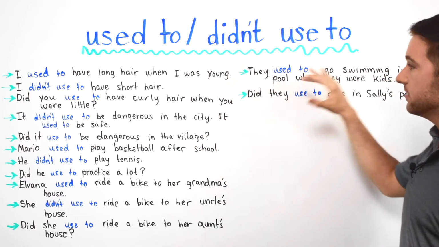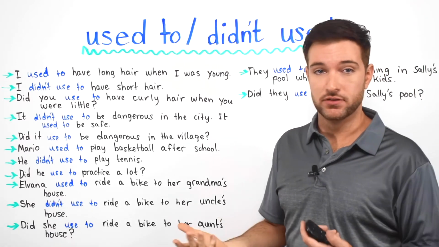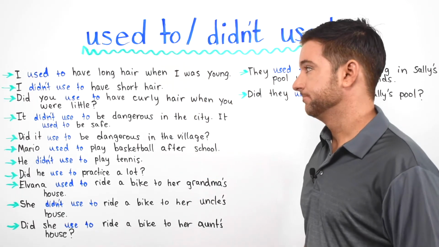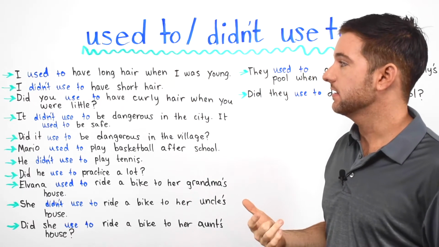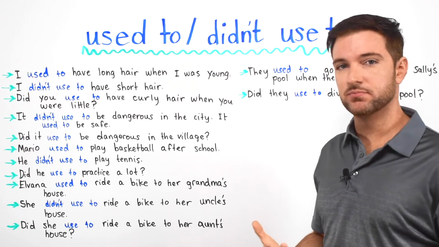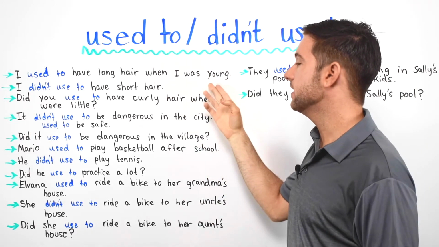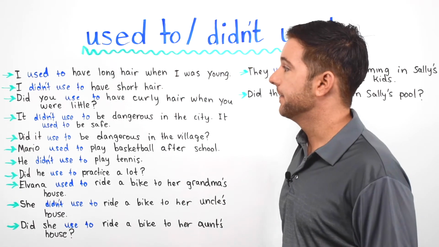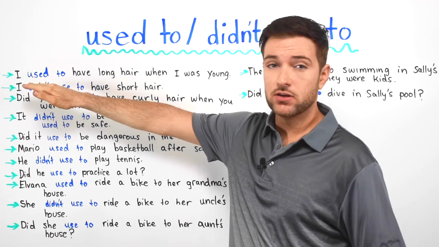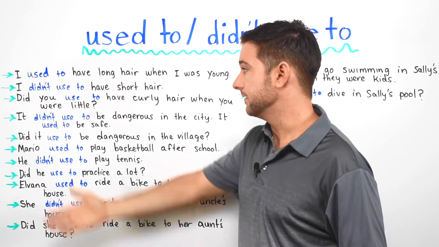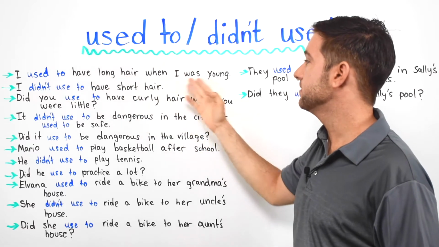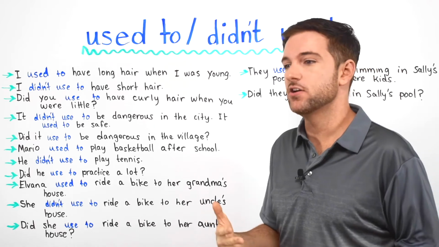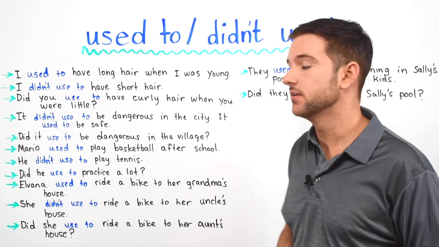So in these examples here, guys, you can see the difference. I used to have long hair when I was young, okay? So you're talking about something that you used to have consistently when you were young. In this case, you had long hair. Probably now you no longer have long hair. You probably have short hair, but I used to have long hair when I was young, meaning the whole time, or consecutively, I had long hair.